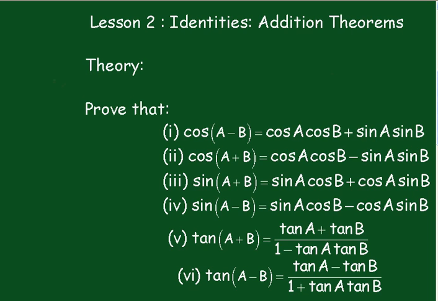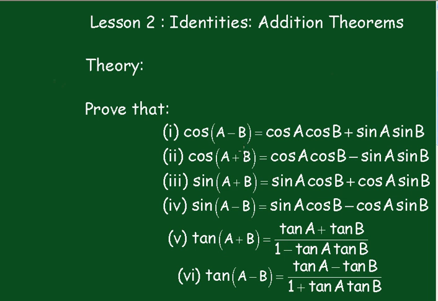Lesson 2, Identities - Addition Theorems. In this theory I'm going to prove addition and subtraction theorems, but for simplicity I've just called them all addition theorems. And we're going to prove these 6 results, starting with cos of A minus B equals cos A cos B plus sine A sine B, and going through the rest of those.